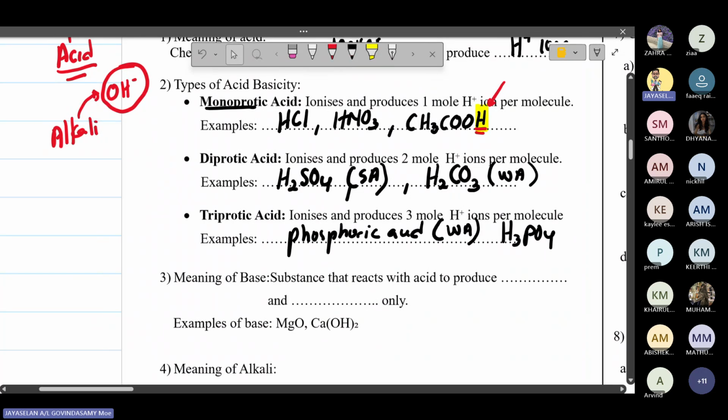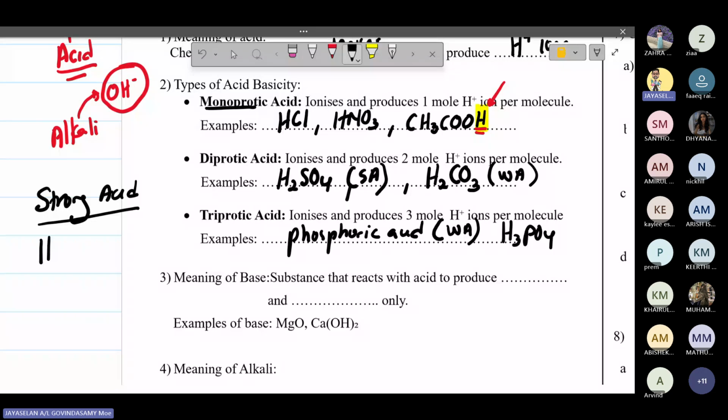Okay, and please remember strong acids. Only 3. Please put in your mind, 3 only. Number 1, hydrochloric acid. Number 2, nitric acid. Number 3, sulfuric acid. Only 3. All the others are weak acids. Any question?